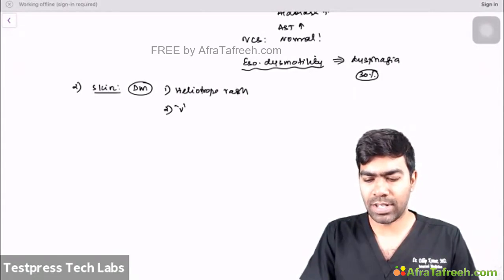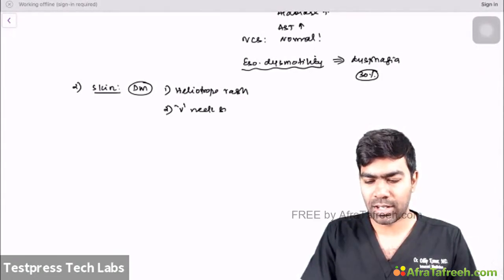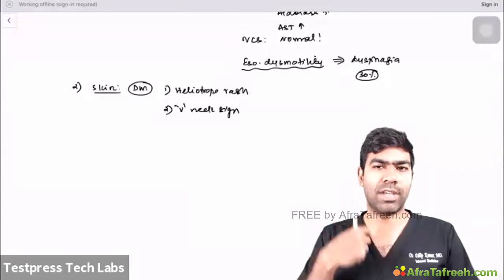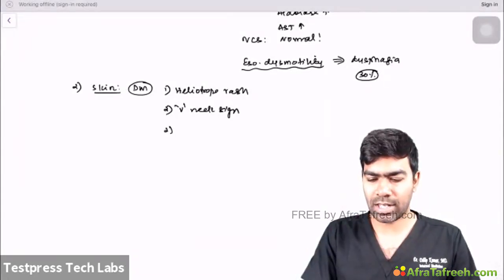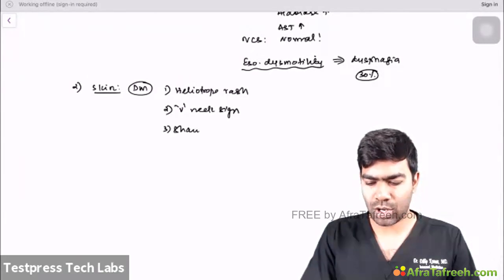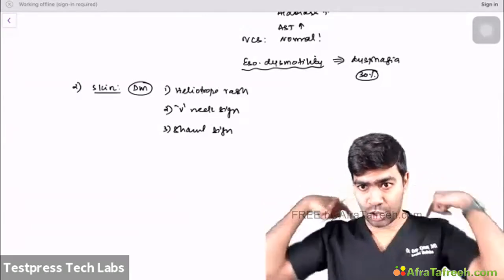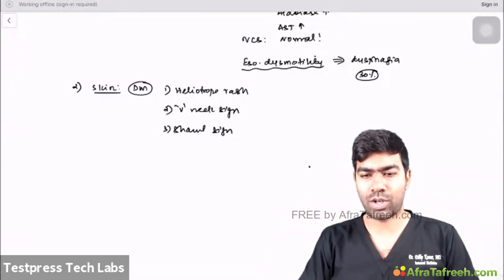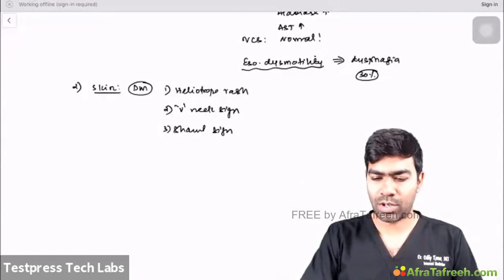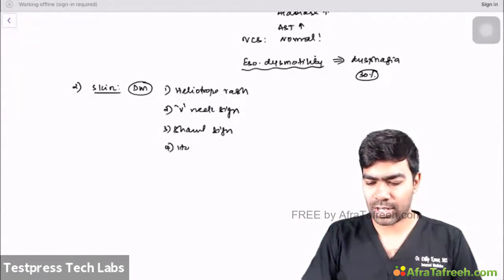Then we have a V-neck sign. Typically the rash is involving the V area of the neck. That is called a V-neck sign. Then you have the third one, that's called a shawl sign. You would have seen politicians wearing a shawl. Where they're wearing a shawl, you'll get a rash in that area. If you get the rash in the shawl area, that's called a shawl sign. Then finally, you have something called Holster sign. Holster sign is nothing but getting a rash in the thighs.